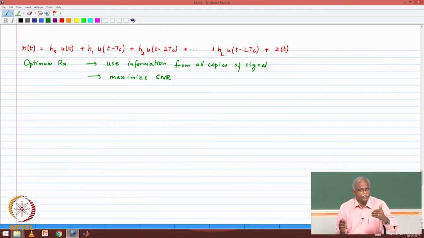And where did you see this concept before? MRC. So basically it's like restating something that looks like the MRC framework, because I have multiple copies of the signal, but by the way they are coming at different delays, but it's okay, the idea is to combine that. So what I would like to do is to draw for you a structure and then justify that it actually does the optimal combining.